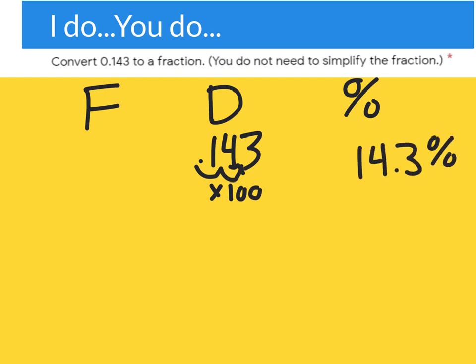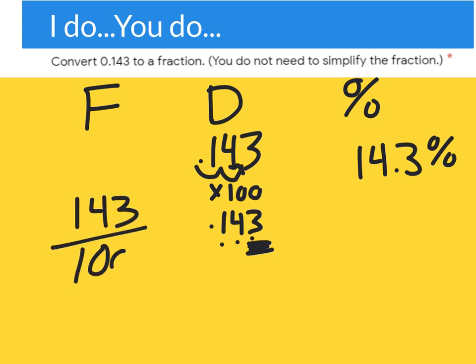To change that 0.143 to a fraction, I simply read it again. Remember, it was a 0.143. I read it by the place value that it ends in, so I count that. That's the tenths, that's the hundredths, that's the thousandths place. So I'd read that as 143 thousandths. And there it is as a fraction.